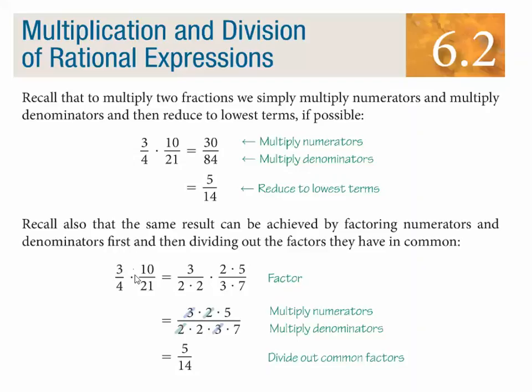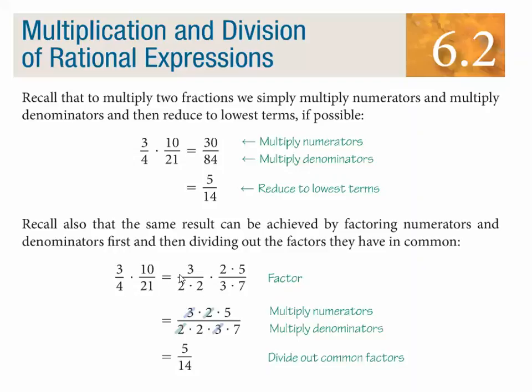So instead of multiplying first and then, in a sense, technically dividing out or factoring out, we're going to factor out first and then multiply. So we have to break these down into their prime numbers. 3 is already prime, so it doesn't break down. 4 is really 2 times 2. 10 again, 2 times 5. 21 is 3 times 7.